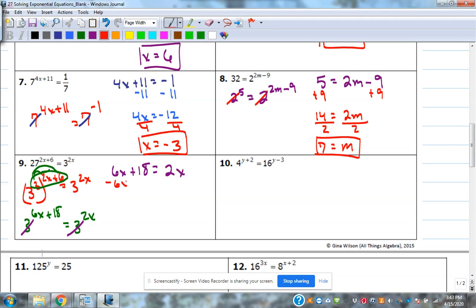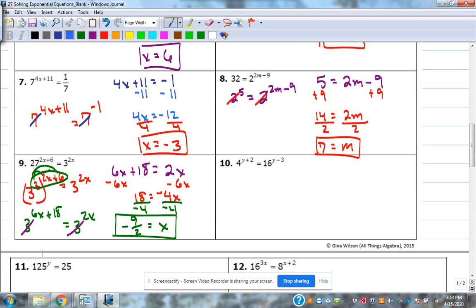I'm going to subtract 6x. 18 is equal to negative 4x. Divide by negative 4 and reduce: negative 9 over 2 is equal to x. Okay. It's okay, we get a fraction answer. That happens. Part of it.